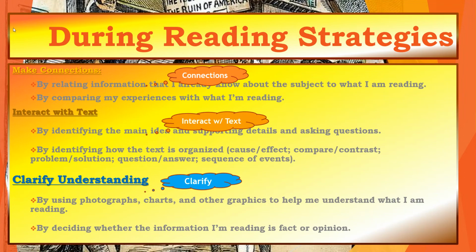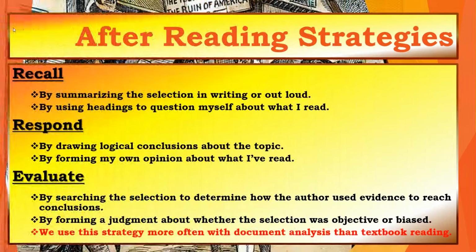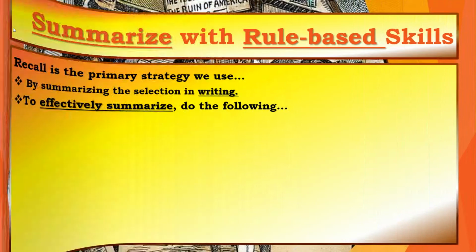And having good during reading strategies guarantees that you'll have good after reading strategies where we can recall, respond, and evaluate. Once again, we're recalling here by completing our chapter summary sheet. And certainly you'll have to respond to questions on the upcoming assessment. And we will evaluate with the Proclamation of 1763. We'll take a look at that document. You'll get a chance to evaluate using this material. Okay, so let's move into it.